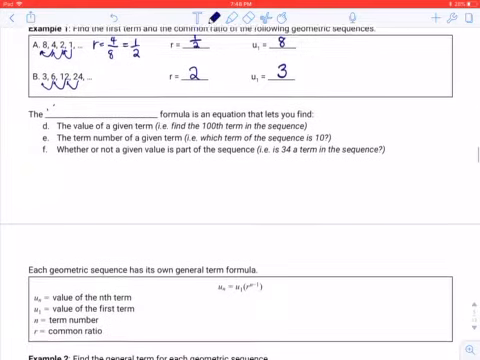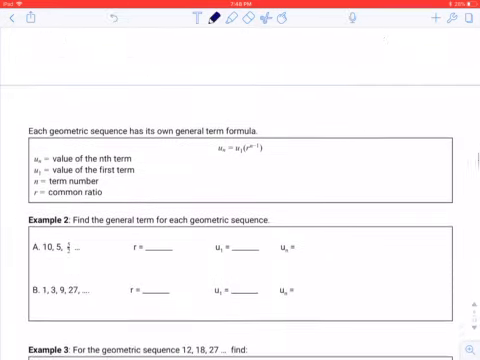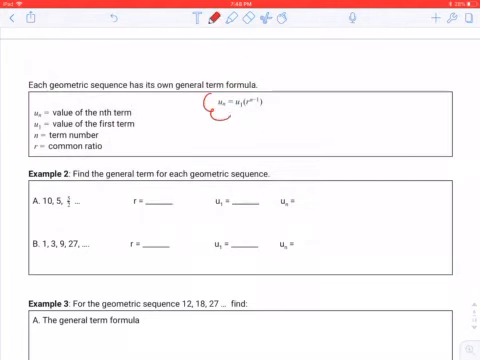Just like we could for an arithmetic sequence, we can find a general term formula for a geometric sequence. And here it is. Each geometric sequence has its own unique general term formula, just like each arithmetic sequence. And it's given by u_n, so the value of the term, that equals u_1, the first term, times the common ratio to the power of the term number, n, minus 1.